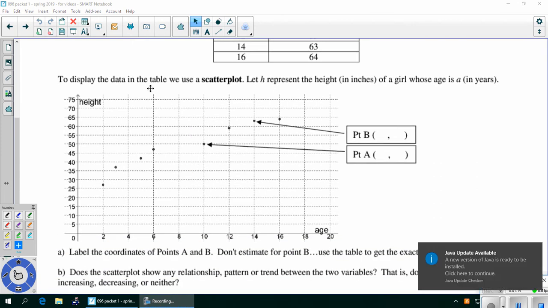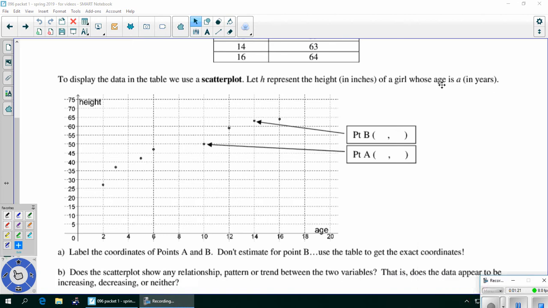To display the data in the table, we use a scatter plot. We're going to let H represent the height in inches of a girl whose age is A in years. So here's our height, vertical, and then the input on the horizontal is the girl's age in years. Label the coordinates of points A and B. Let's see if we can do that now.